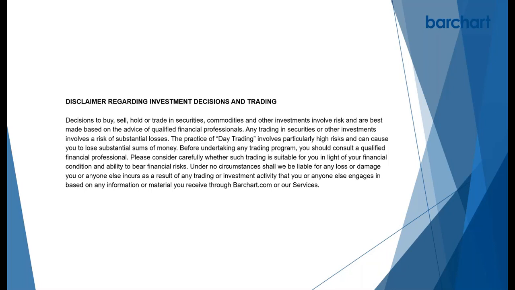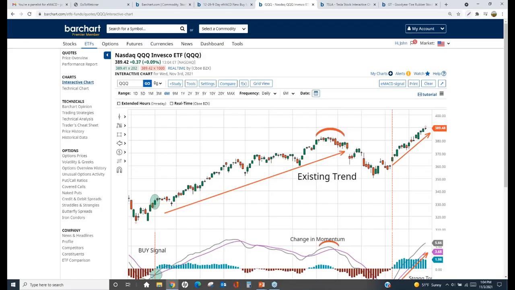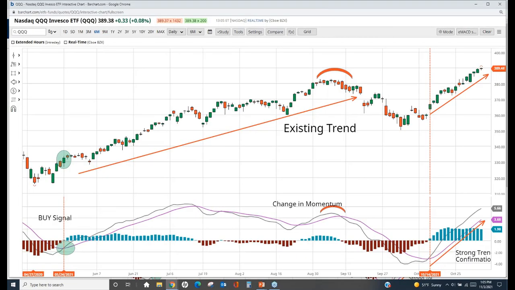Okay, so let's go back to our Qs chart here, and I'm going to just blow this out so we can see this a little bit better. And the moving average convergence-divergence oscillator, or what is commonly called the MACD. Now this is a variation of a moving average crossover. It's a trend following momentum indicator. And it's the difference between 2 exponential moving averages, an EMA.